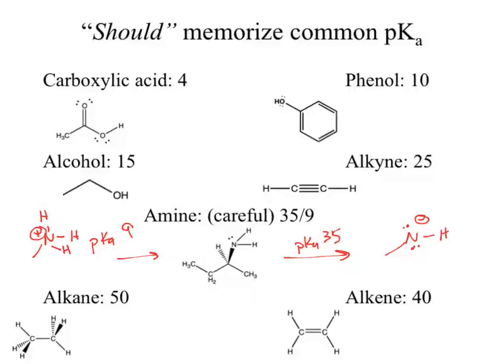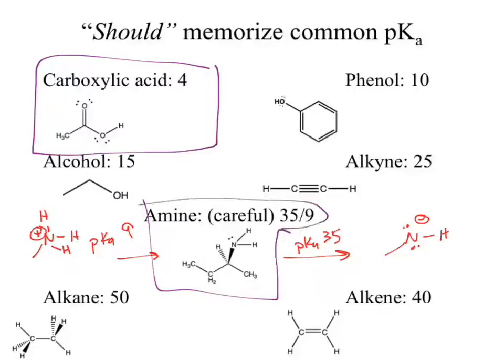For those of you moving into, say, biochem, the two that you should really address would be your carboxylic acid and the amine pKa, and in particular the amine pKa on the left-hand side of that. Why would we not look at the amine pKa of 35 in, say, biochem?